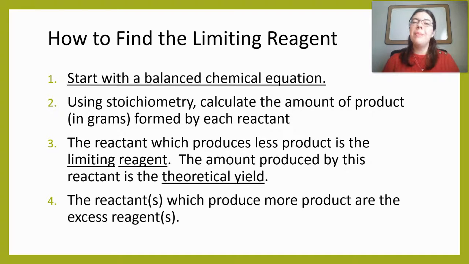There are a few steps to finding limiting reagents when doing stoichiometry. First thing is we want to start with a balanced chemical equation. That's always the first step for stoichiometry problems. Then, using stoichiometry, we want to calculate the amount of product in grams formed by each reactant. Okay, and then once we've done that, we find out that the reactant which produces less product is the limiting reagent, and that amount that is being produced by the limiting reagent is the theoretical yield.